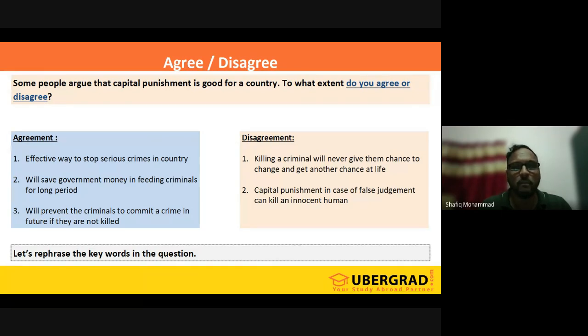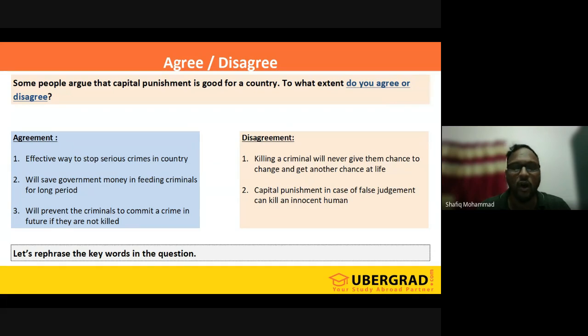We can justify it. But if you're disagreeing about it, killing a criminal will not give them another chance at life. Or if you want to disagree, capital punishment is a sentence, a death punishment. So killing a criminal would not be good. We should give them a chance to become a good person in their life. Okay. So capital punishment, in case of false judgment, can kill an innocent human. Sometimes it takes ages, isn't it, to prove a person might be innocent.